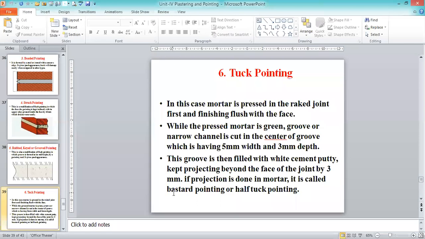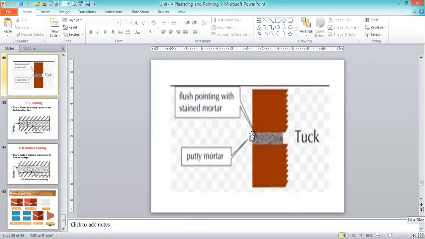In this case, the mortar is first present in the raked joint and finished flush with the face. While the present mortar is green, a groove or narrow channel is cut in the center of the joint, which has 5 mm width and 3 mm depth. Let us go directly to the figure. This is known as 5 mm by 3 mm. This is the groove we prepare, and later we go for filling up the mortar. That is known as tuck pointing.